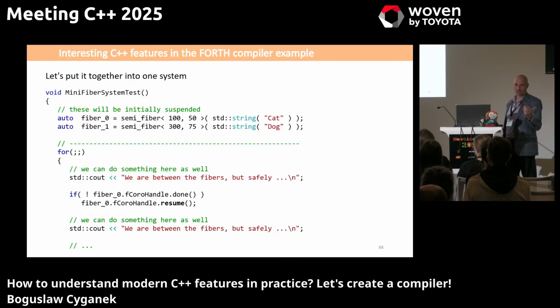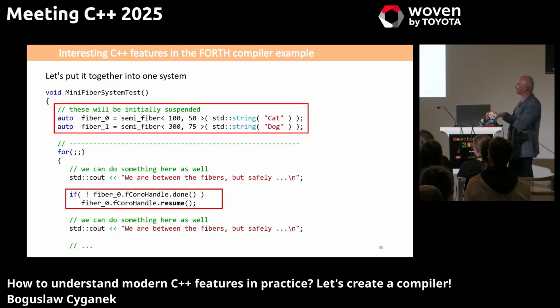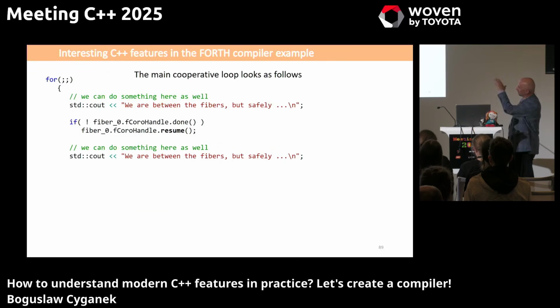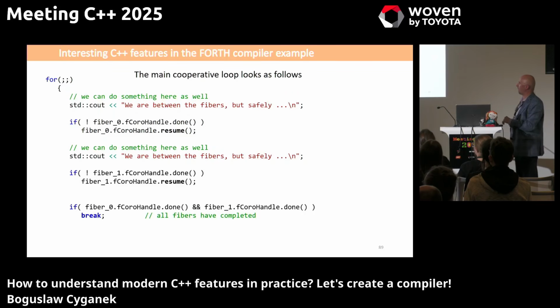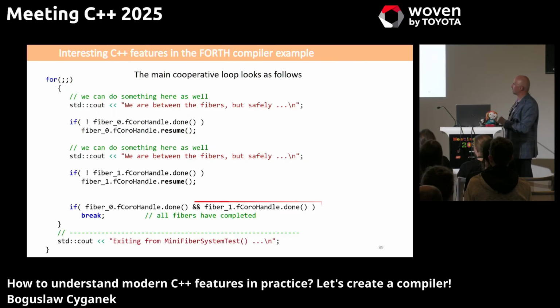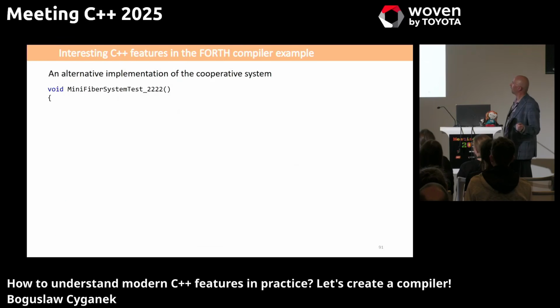Then we can do something in this space of code, and that's it. So if we go a little bit farther, because this is half of this function, here is again the loop. We do the same with fiber 1, and look at this. In the end, we ask if both are done, then we finish the entire play. Okay, simple. So how to make it less simple?